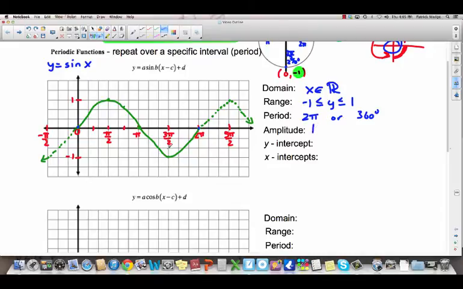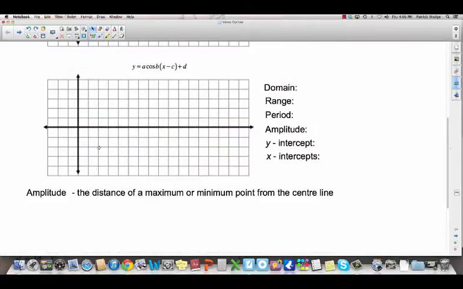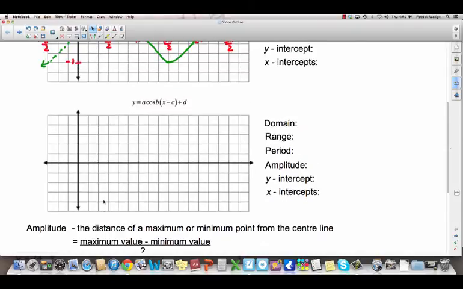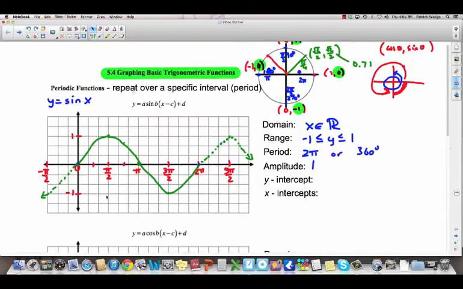You could also have looked at the minimum point and looked how far that is from the center line. It's still 1. You could also get the amplitude by taking the maximum value, subtracting the minimum value, and dividing by 2. So in our case, the maximum value is 1. The minimum value is negative 1, so 1 take away negative 1, and then divide by 2. That's the same as 2 divided by 2, or 1, and that's exactly what we got. Okay, the y-intercept. The y-intercept is 0.